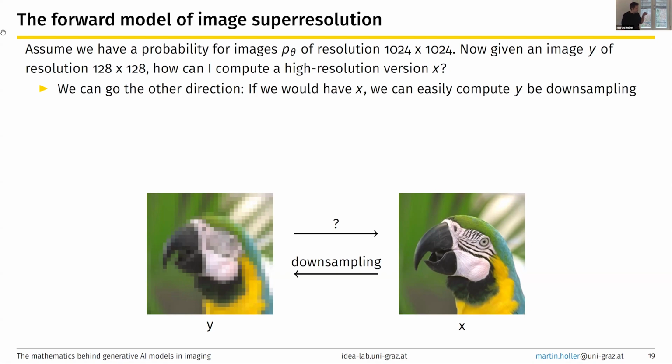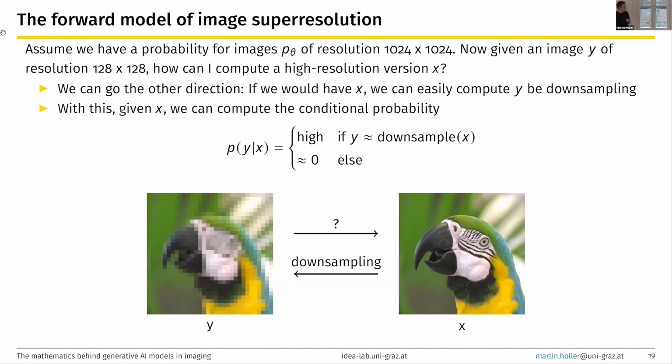So I'm interested in going from Y to X, which is difficult, but I can very well describe the process from X to Y via downsampling. And I can do this in the notion of probability. So if I now give you X, the true image, and I ask you, what is the probability of seeing this low resolution image, given that I know the higher resolution version looks like this? You can just compute it, right?